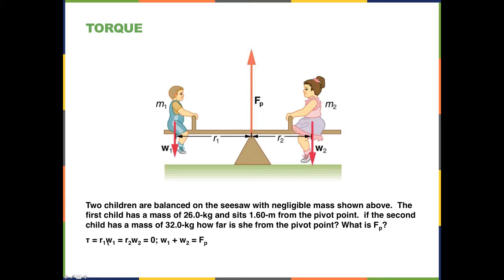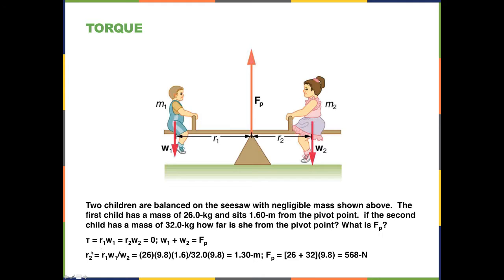Well, if we look at this, first of all, because the sum of these has to equal 0, they have to equal each other. And for this to be in equilibrium, the total torque has to equal 0. So R1 times W1, which is the torque caused by the first child, is equal to R2 times W2, and then that equals 0. So these two are equal to each other. The second condition is that the weight of the 2 children together has to equal the upward force on the pivot point.